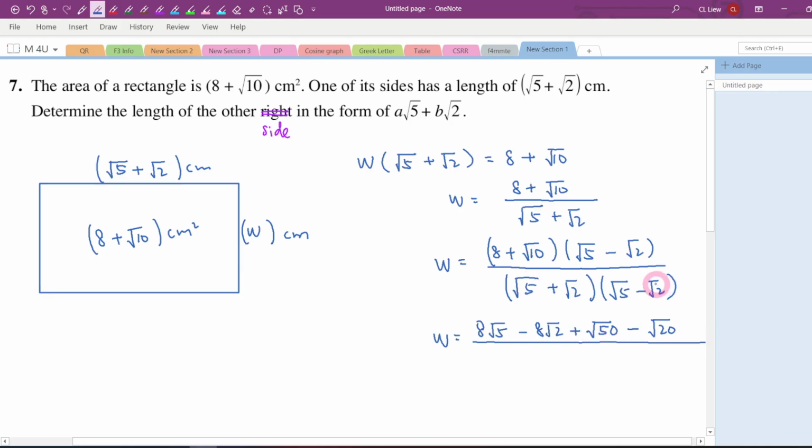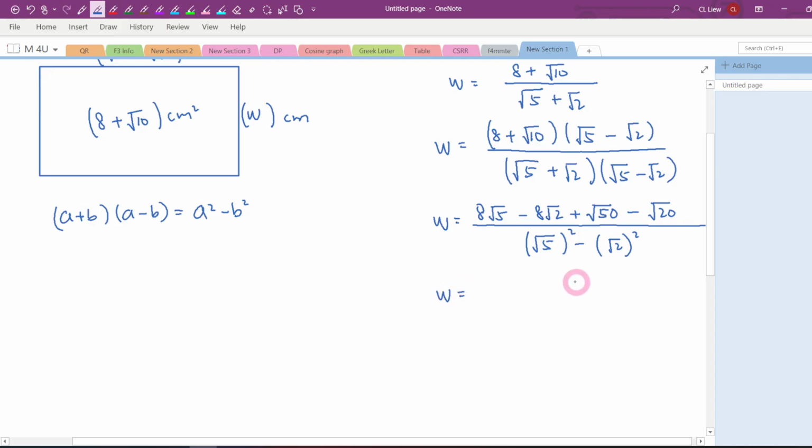This one you don't have to expand one by one because you know that a plus b times a minus b is actually equal to a squared minus b squared, right? We learned this before. So this one is actually equal to the square of square root of 5 minus the square of square root of 2. Oh, sorry, I need to write the square here. A squared minus b squared. Okay, this you will get 5 and this you will get 2, right?